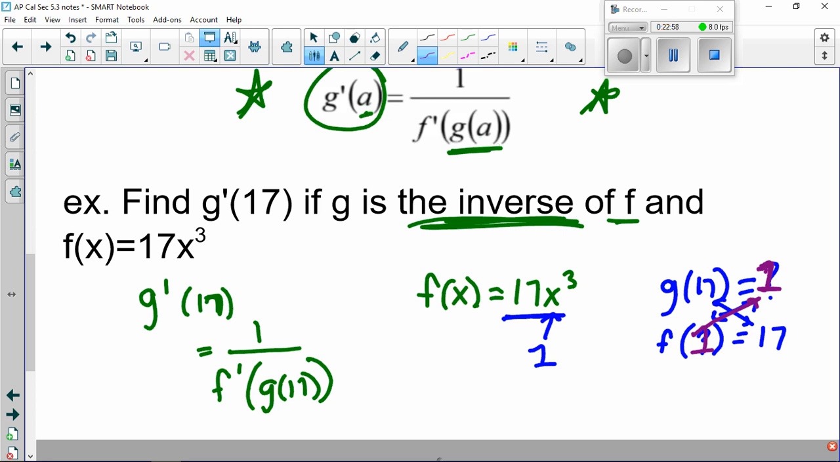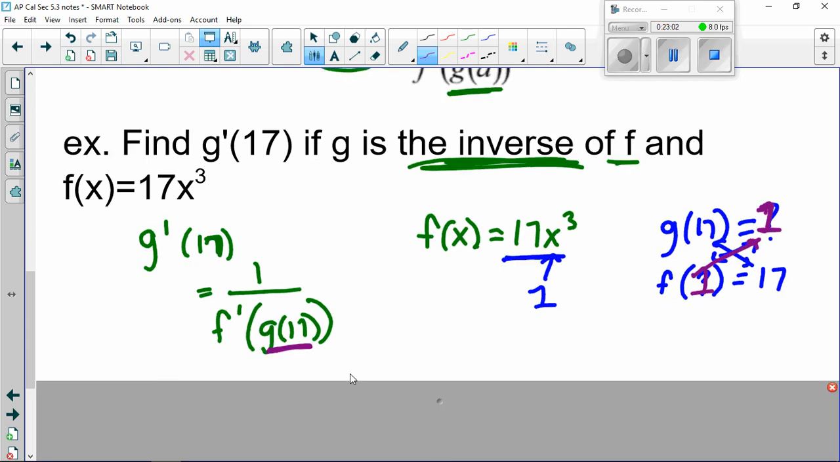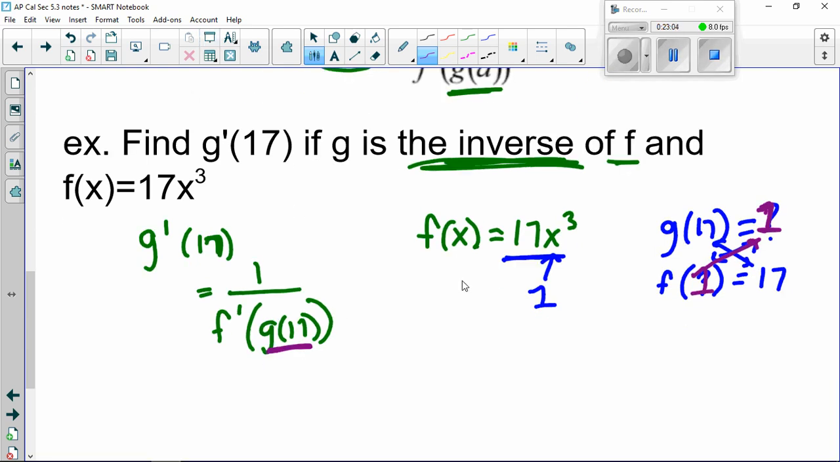So, well, we know g of 17. We need g of 17. Well, we can put that in there. So this is 1 over f prime of g of 17, which we just figured out was 1. And then we just need f prime of 1.